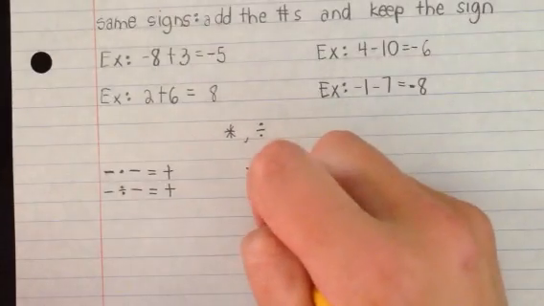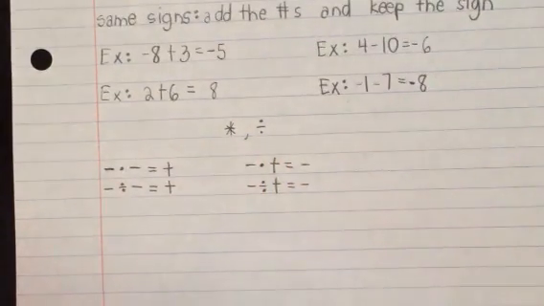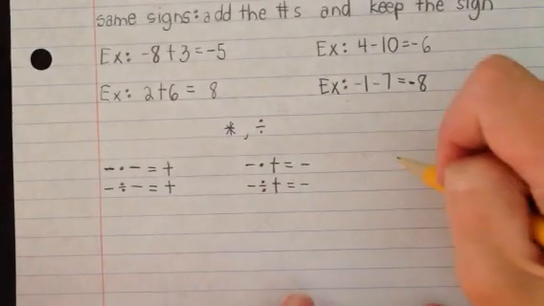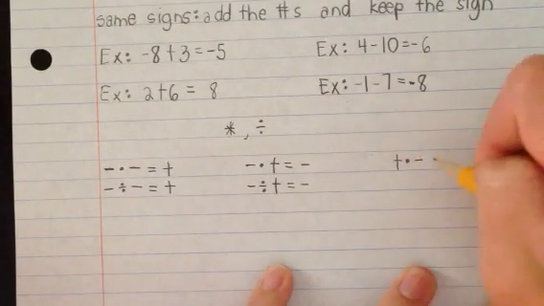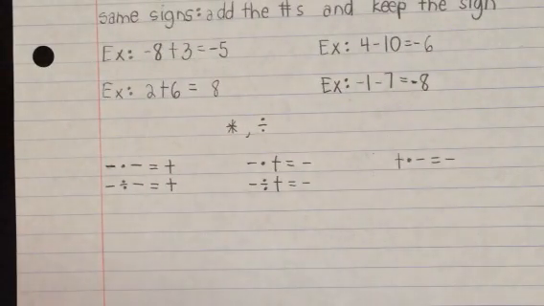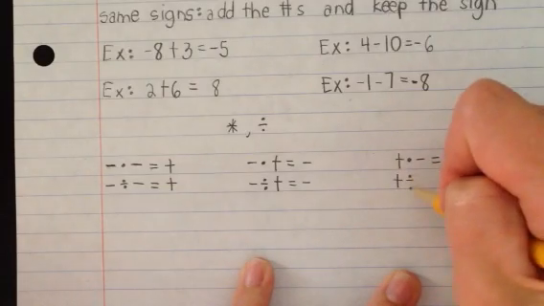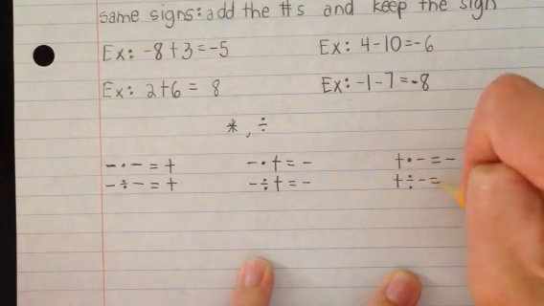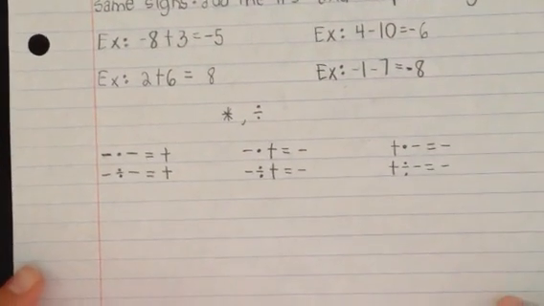If you have a negative divided by a positive, that's going to be a negative. If you have a positive times a negative, that's a negative. And if you have a positive divided by a negative, that's going to give you a negative. All right, so make sure you wrote everything down right, because I said it wrong once. So make sure you have written down what I have written down.